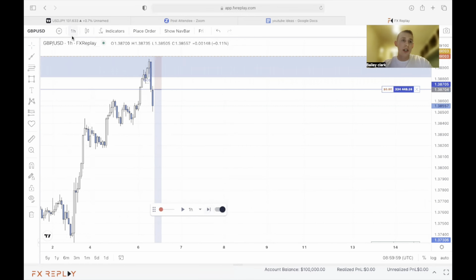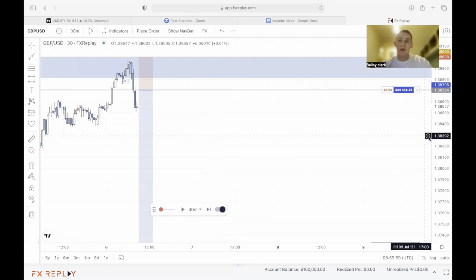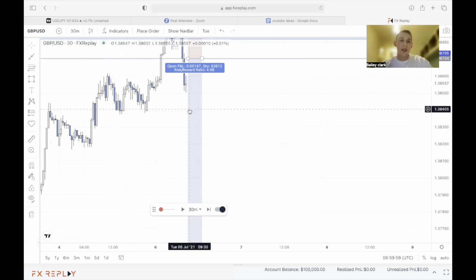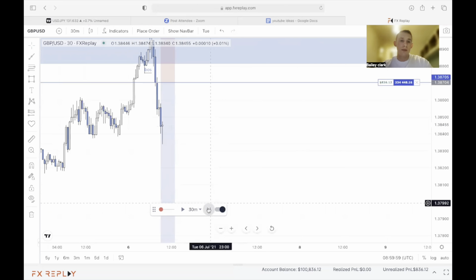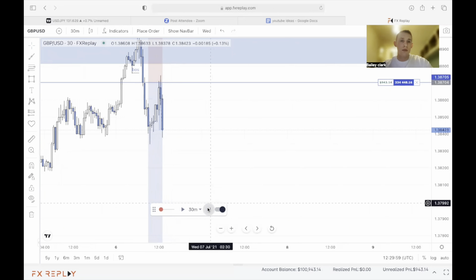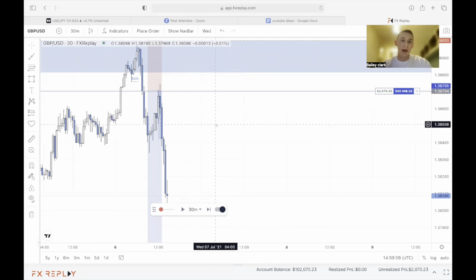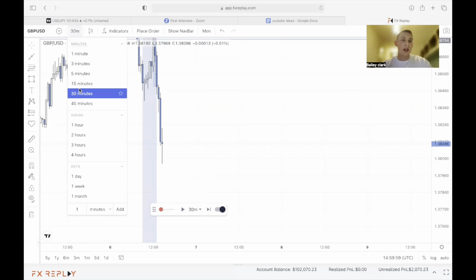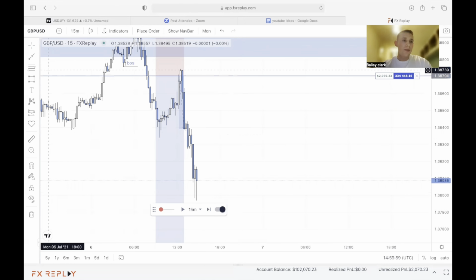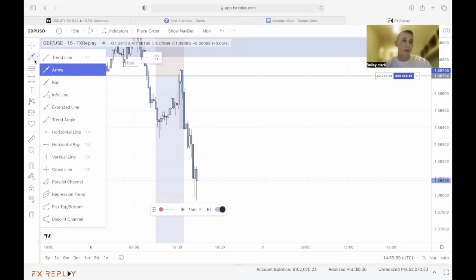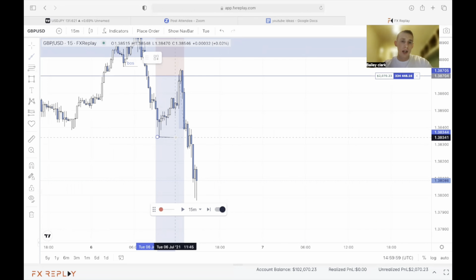Price immediately pushes down. That's a good sign. See if it can break this structure as well. Retested our entry to the pip. That was a perfect entry. And what we've done now is we have broken structure once again, just here.